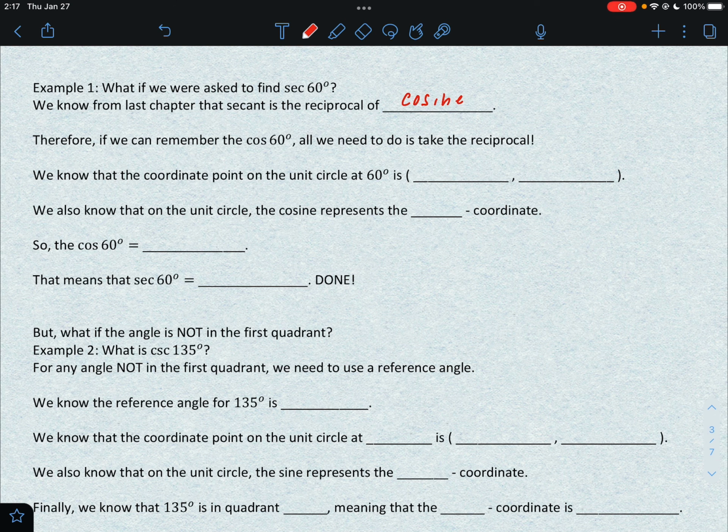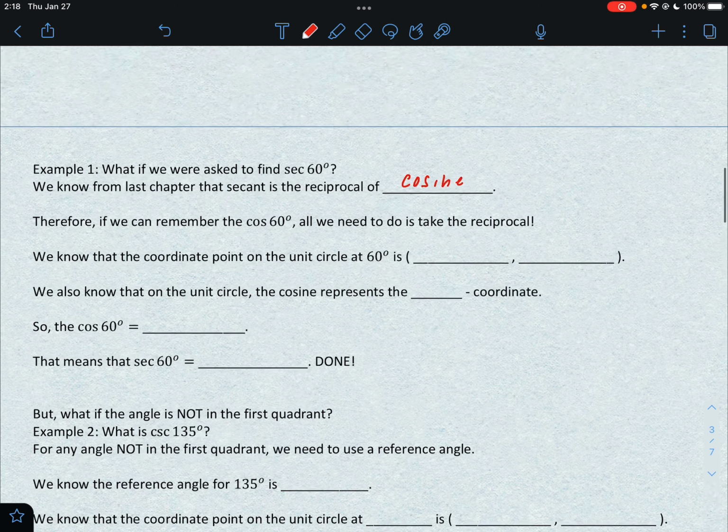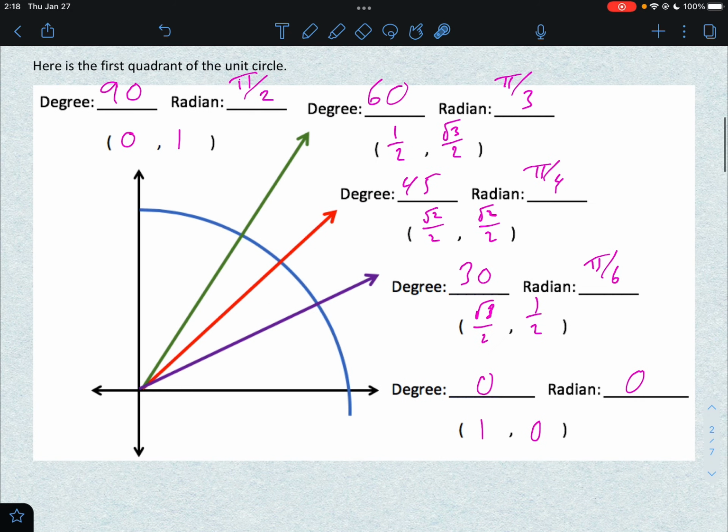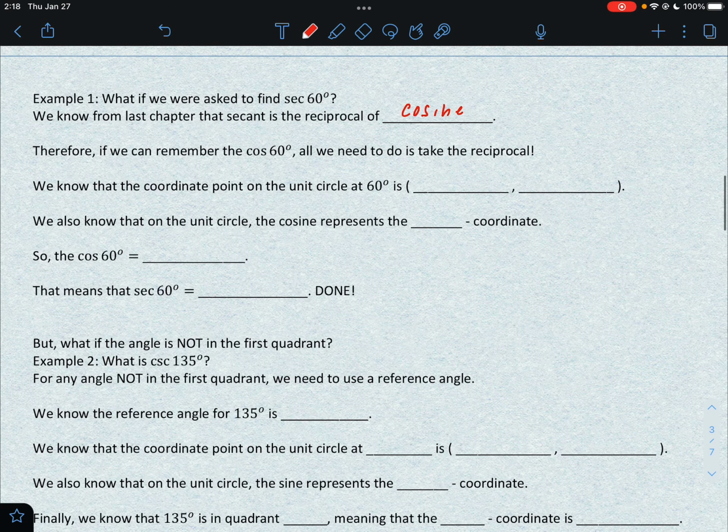We know the coordinate point at 60. If you don't know it, again, you can look back here, but the coordinate point for 60 is still 1/2 comma root 3 over 2. Remember from our last video, cosine is the x coordinate. So cosine of 60 is 1/2, which means secant of 60 is the reciprocal of that, 2 over 1, or just 2. And that's that.